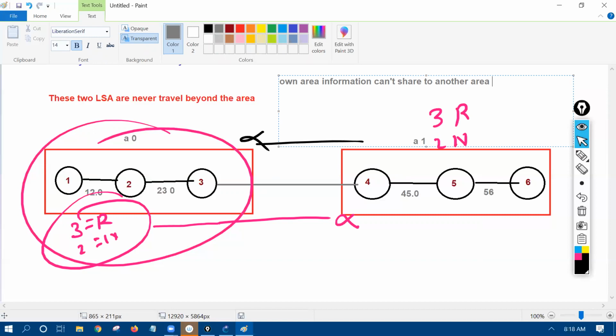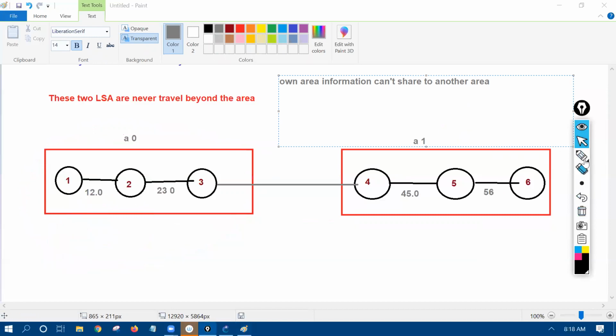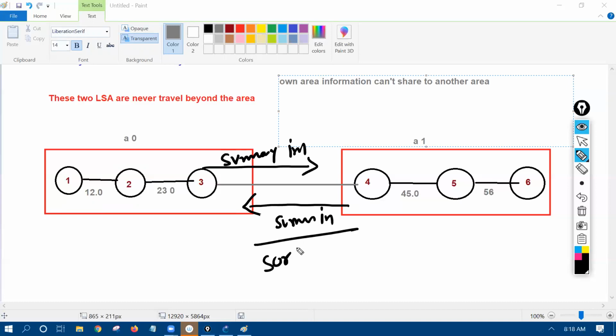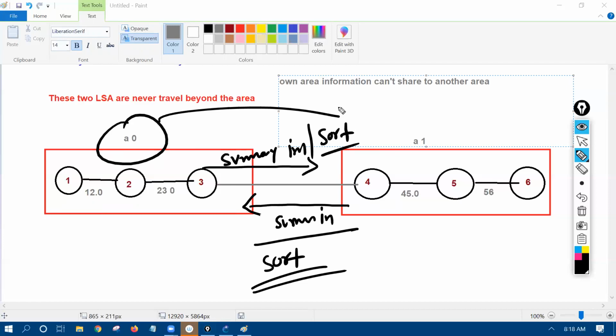What OSPF is going to do is, instead of sending the detailed information, it is just going to send the summary information, or we can say the short information. Area 0 is not going to share the detailed information with area number 1. It's going to share the summary information. Area number 1 is going to share the summary information with area number 0. They are not going to share the detailed information.